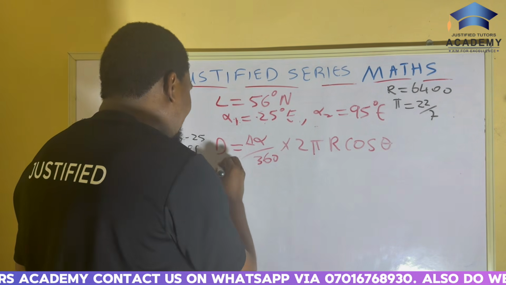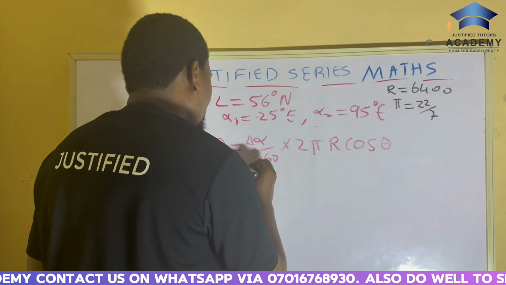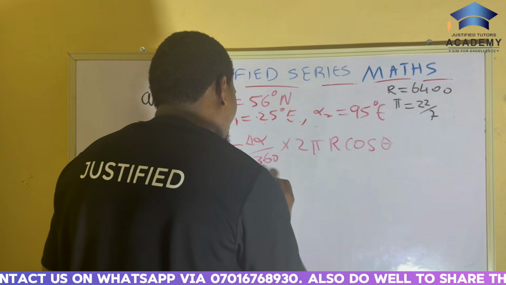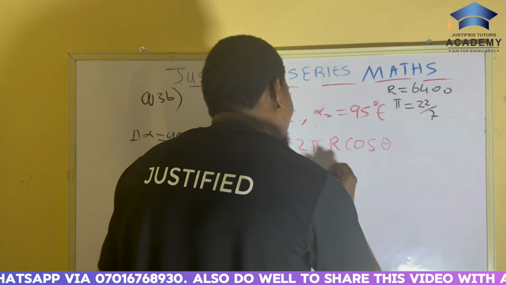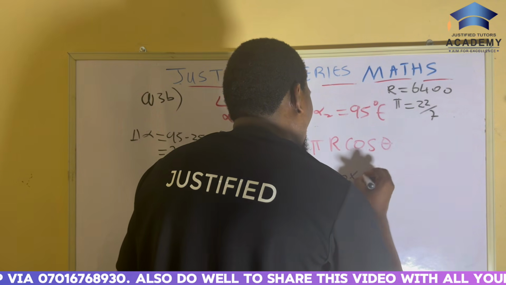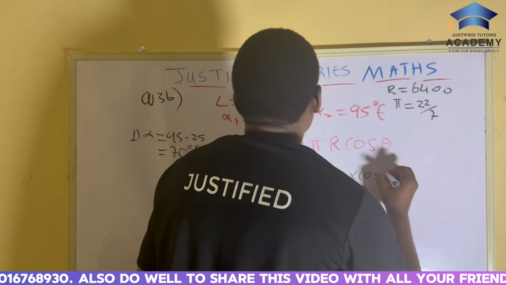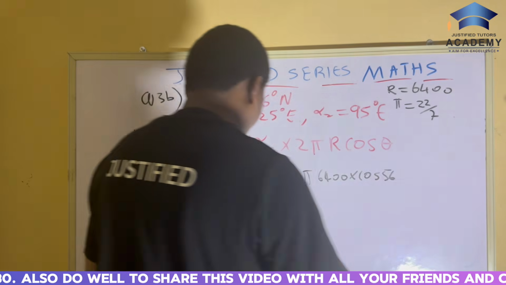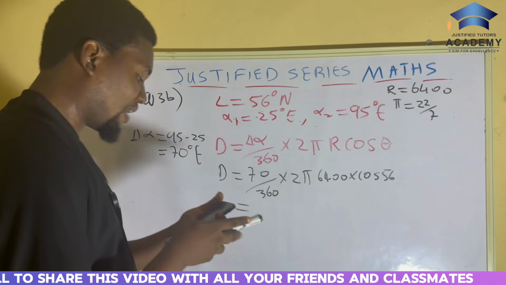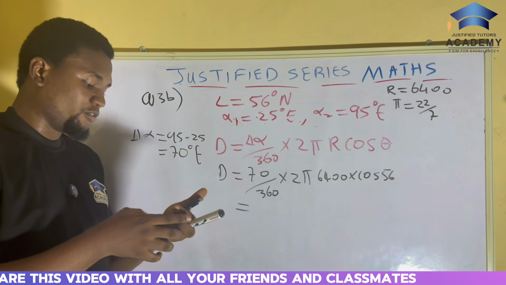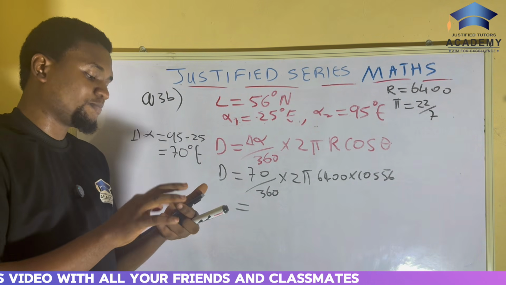So here now, D will be equal to 70 over 360 times 2 pi times 6,400 times cos 56. Now everybody in your calculator press this. I want you to press this very, very carefully. So press this, guys, in your calculator.